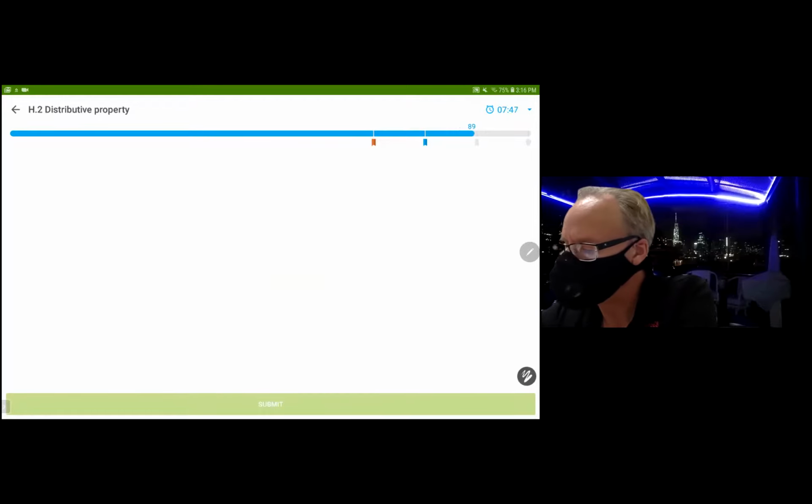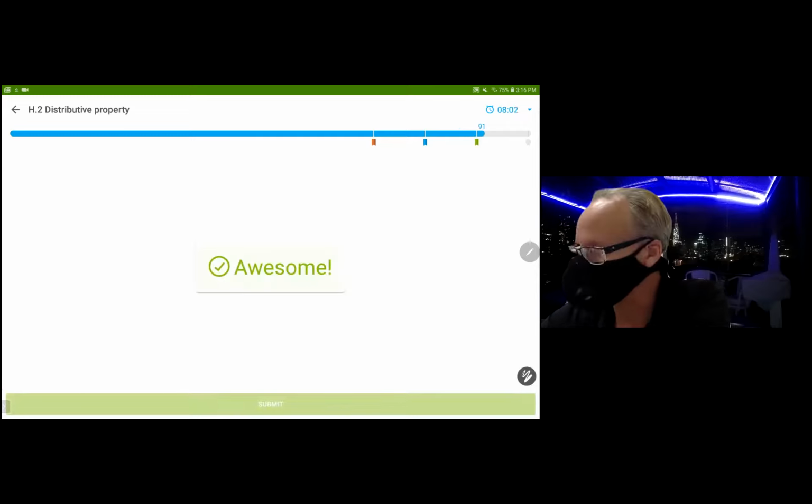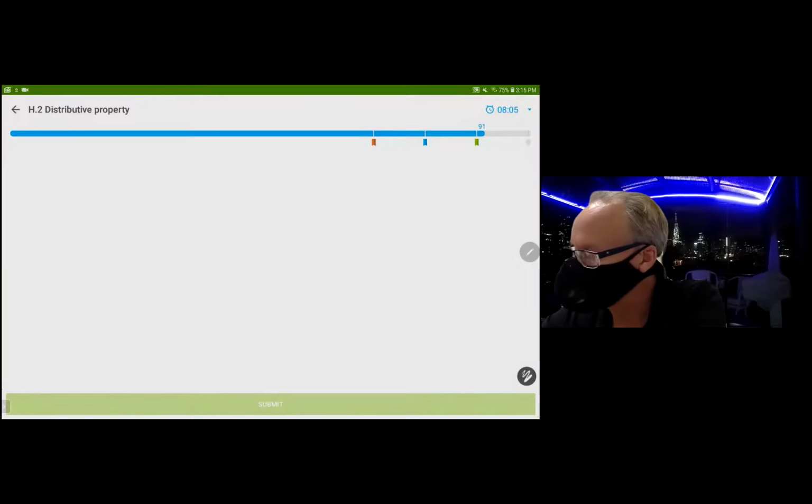We're getting there. Looks like we need to take out a 2. I have a 7w plus 8. You don't have to worry about the space with the addition sign, just with the subtraction. And we're almost done.